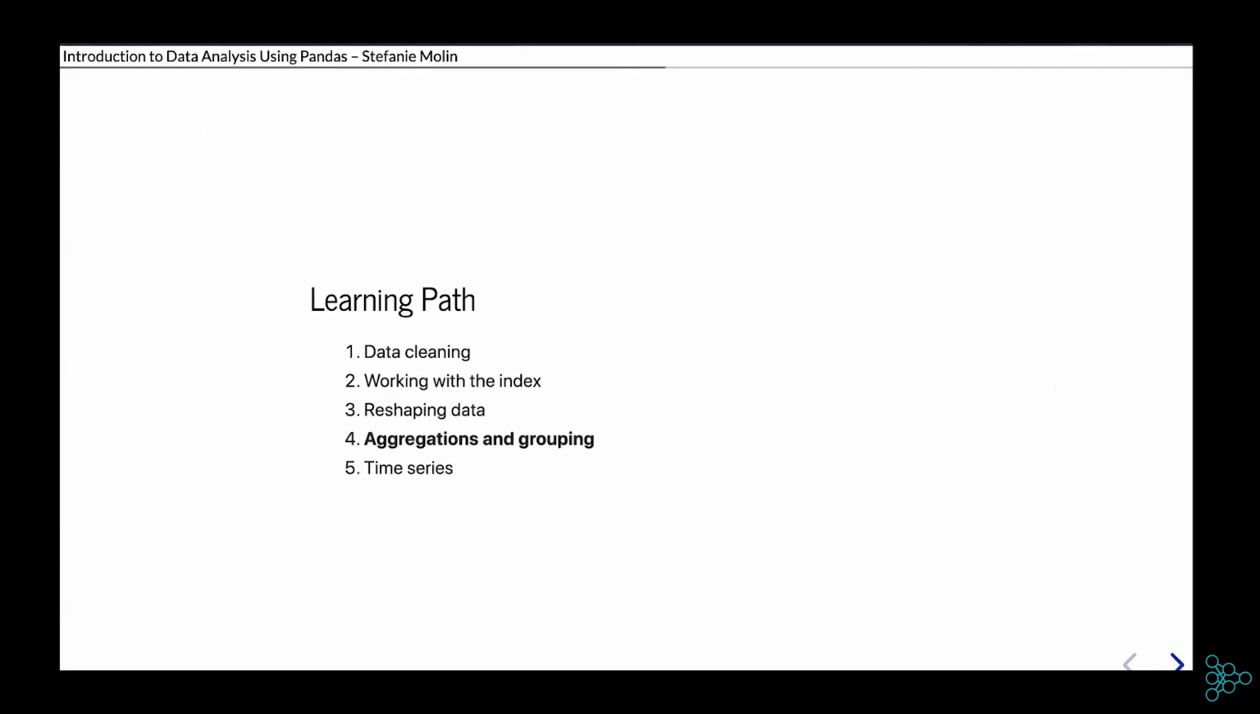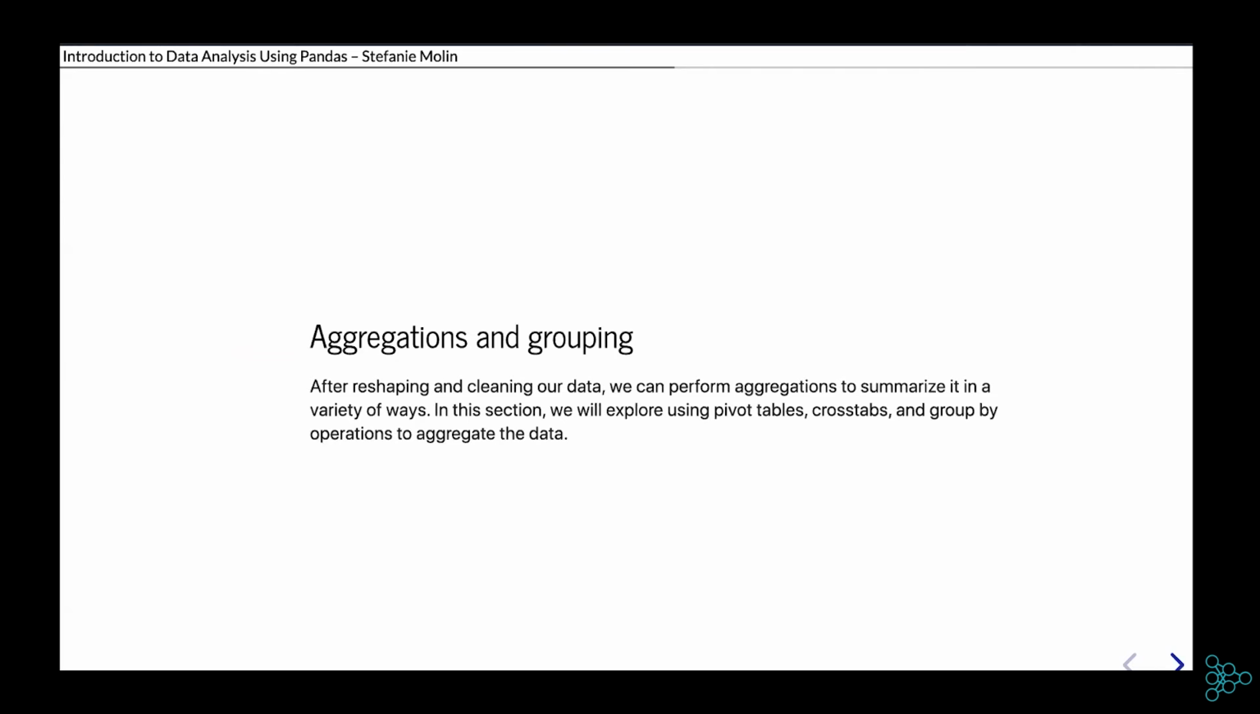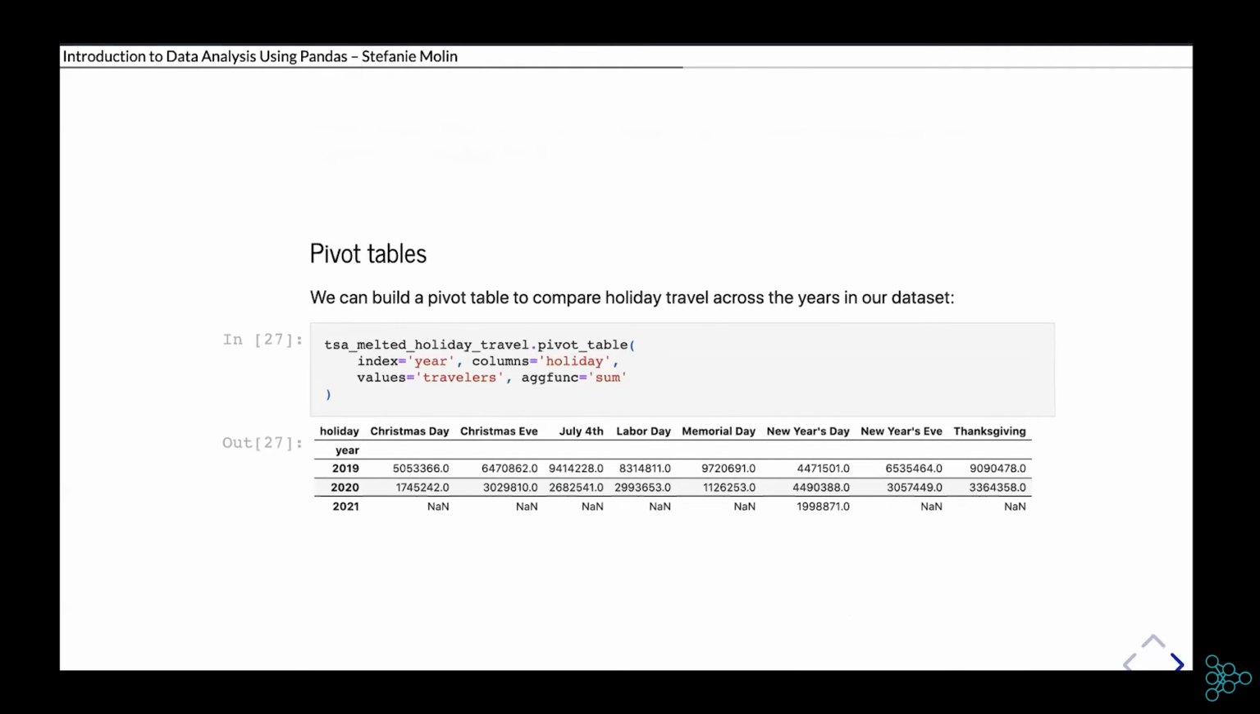Now we're going to take a look at aggregations and grouping. After we've reshaped and cleaned our data, we often want to perform some aggregations to summarize it. And that's what we're going to do in this section. We're going to take a look in particular at pivot tables, crosstabs, and group by operations. So we're going to start with pivot tables.